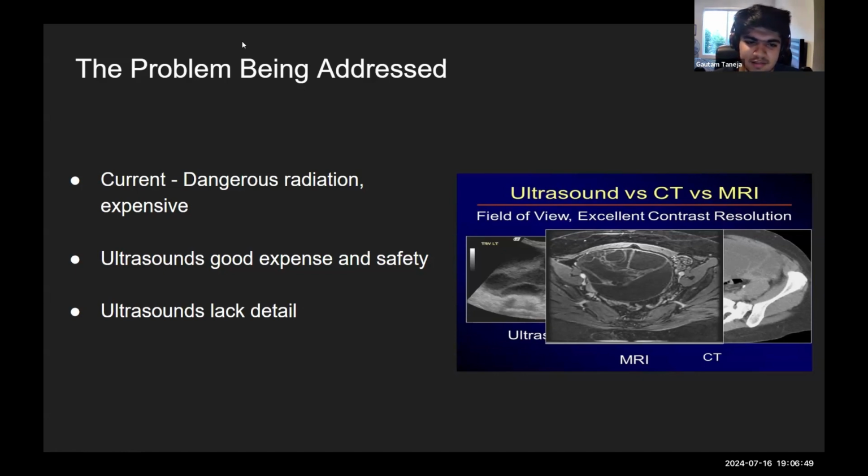But despite the inexpensive and safe characteristics of ultrasound imaging, ultrasounds lack the sufficient detail to detect small masses of cancer compared to the other methods of imaging. So the question is, can we find a way to detect these small masses of cancer growth in ultrasound images to make cancer detection and prediction more affordable and safe?